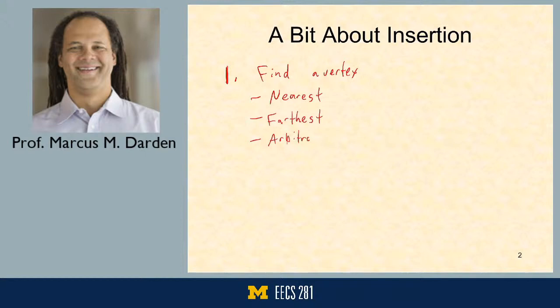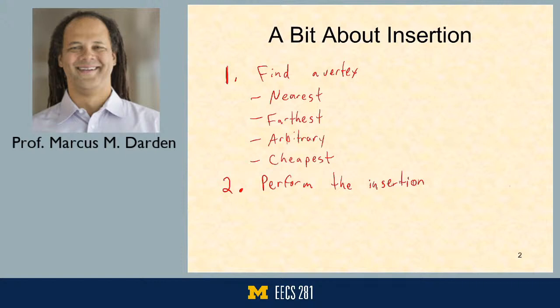There's arbitrary, and then one that's a little bit harder to understand: I find the cheapest. So I use one of these four methods or other methods to figure out which point I'm going to insert, and then step two is to perform the insertion. Performing the insertion is the same for all four of these different methods. Okay, so that's how insertion works.